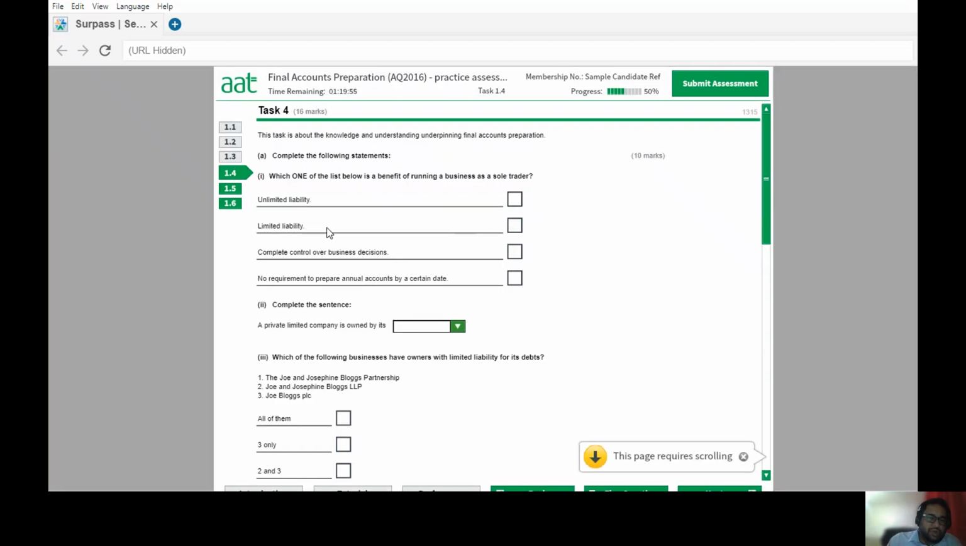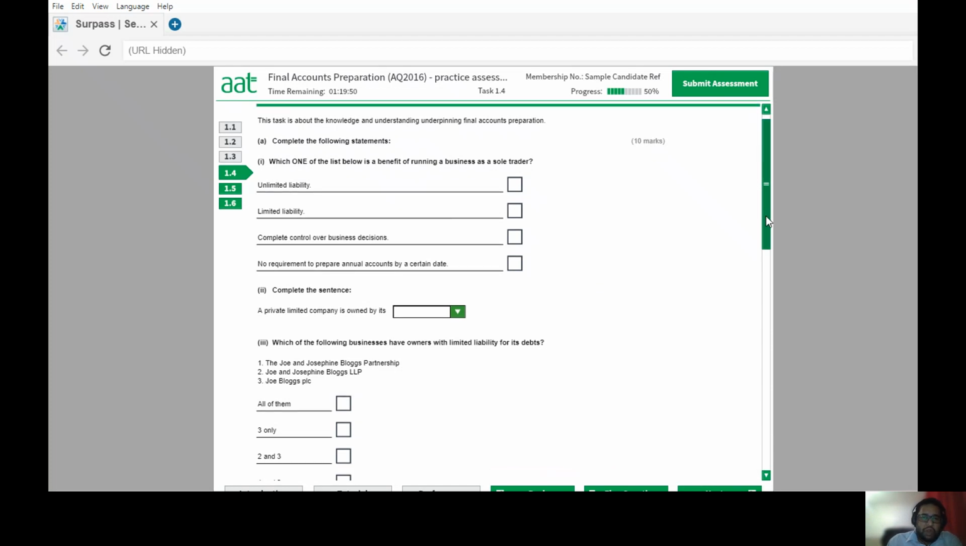Next question is also the type of questions you're going to be asked about some general knowledge of the final accounts preparation. It's more of a theory bit of it. So here they're asking you, which one of the list below is a benefit of running a business as a sole trader? Sole trader has its pros and cons, but here it's asking you the benefit.